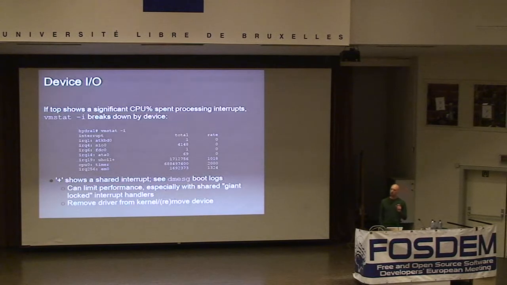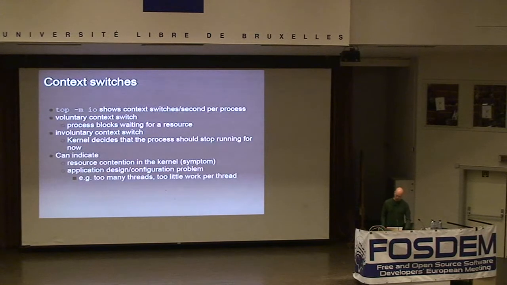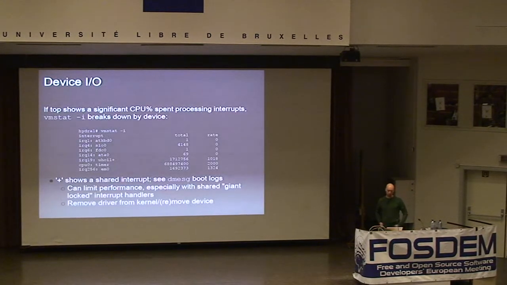particularly if you have one or more devices sharing that interrupt that still require the giant lock. These are, in some sense, legacy devices, but if you have two devices that both require giant that share an interrupt, whenever an interrupt fires, both devices will need to wake up, grab the giant lock, and then fight for it, of course, and check whether the interrupt was directed to them. So if you have this sharing situation, then giant lock drivers can cause a performance problem.